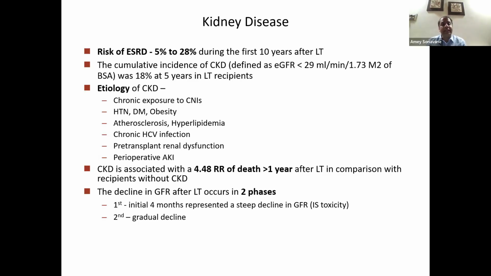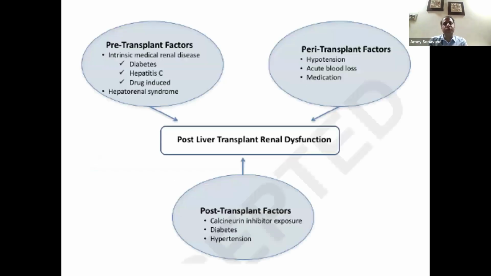We all have seen that the decline in the glomerular filtration rate after transplant occurs predominantly in two phases. The first phase is because of the immunosuppressive drugs, where there is a steep decline in the GFR, and then eventually there is a gradual decline in the GFR, which we see after 4 months post-transplantation. There are various factors that can cause a person post-transplant to develop renal dysfunction. There are certain pre-transplant factors like diabetes, hepatitis C, or drugs. Hepatorenal syndrome, or AKI-HRS as we call it nowadays, is a pre-transplant risk factor for post-transplant renal dysfunction.